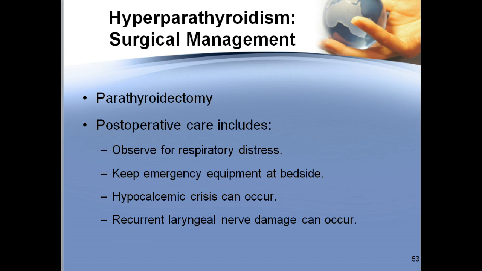A person could potentially have a seizure, so you want to check for the Trousseau and Chvostek signs, because either one of them could indicate that a person is going into tetany and getting ready to have seizures. And as a result, recurrent laryngeal nerve damage can also occur.